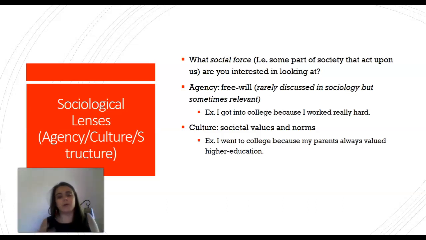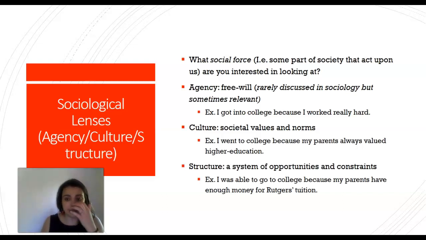So when we're talking about culture, we're talking about this set of values and norms that are collective to a society. Okay. So if we're thinking about the issue of college through a cultural lens, we might say, I went to college because my parents always valued higher education, right? So not just because I wanted to go to college and I worked really hard, but because the value of higher education was instilled in me, and therefore I felt a little compelled to go to college.